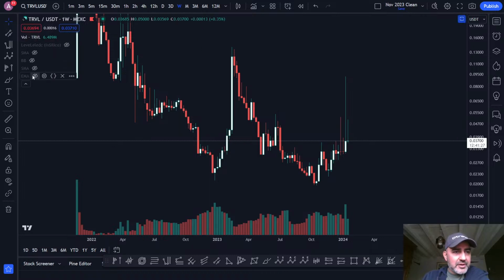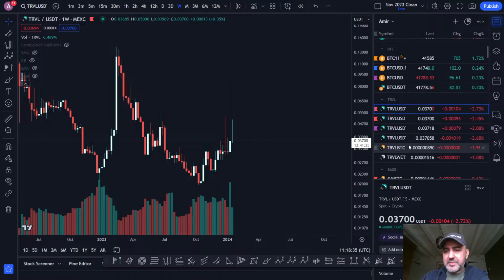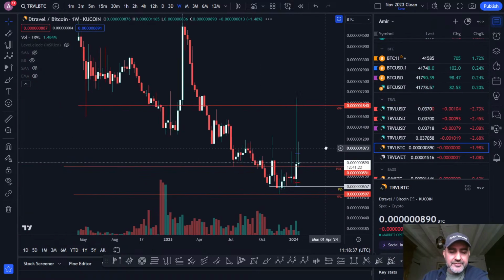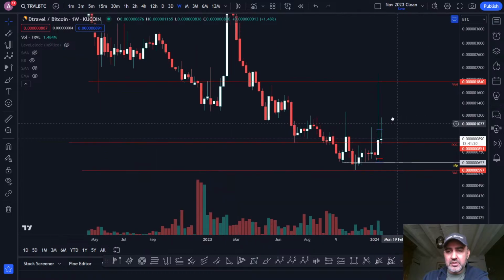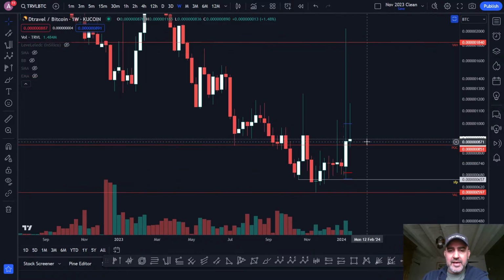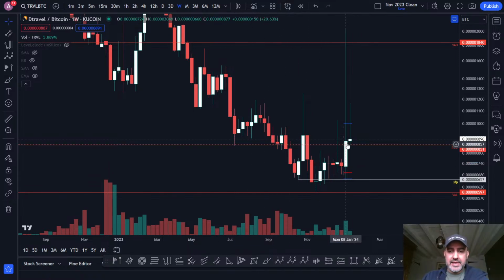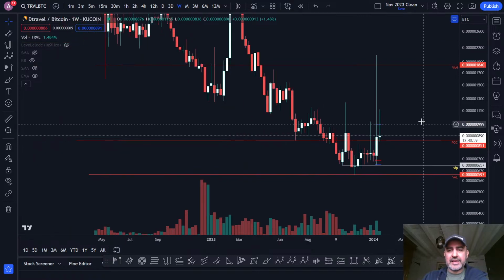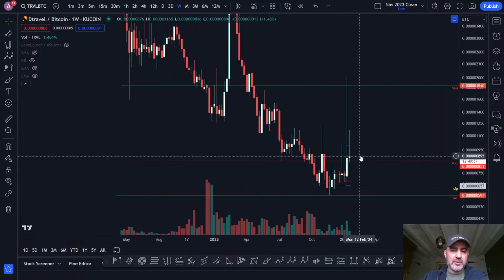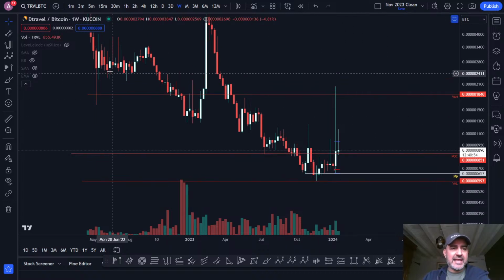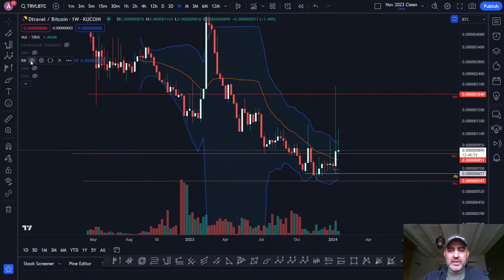Let me just quickly have a look at the TRVL BTC chart to see if there's anything. Yeah, this actually looks more bullish than the price chart, because we're above the point of control. We're above this previous pivot low. So I think the Bitcoin chart looks more bullish than the USD chart. We have to see how this plays out. I like this chart now, whereas before I was kind of hating this chart. Now things are falling into place.